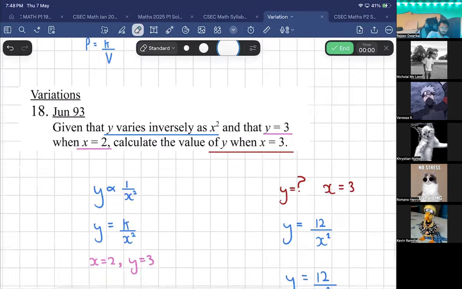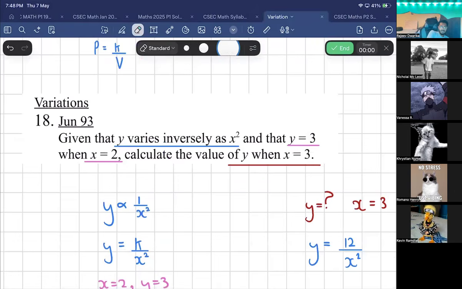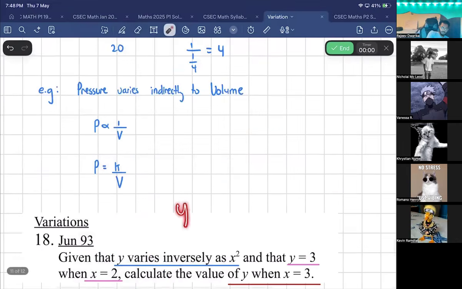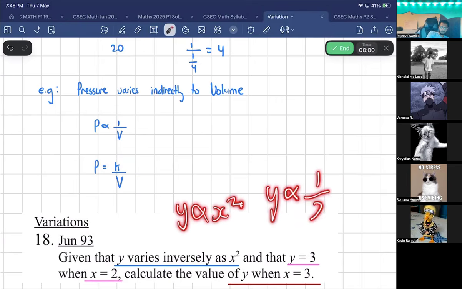So watch. Y varies inversely as x squared. So, Romano, am I going to write y is proportional to x squared? No. What am I going to write? Y is proportional to 1 over x squared. And the next line I'm going to write y is equal to k times 1 over x squared, which I could just write as k over x squared.